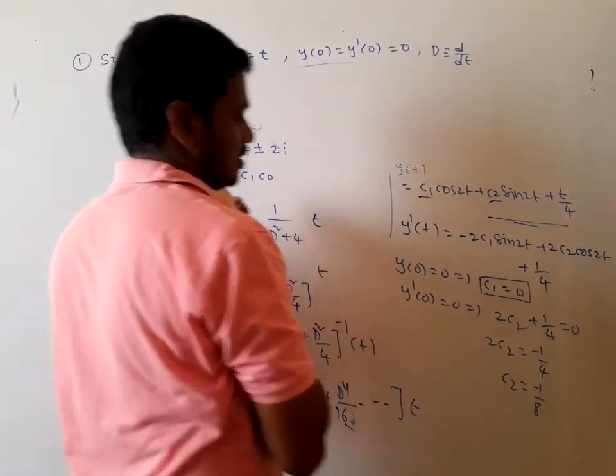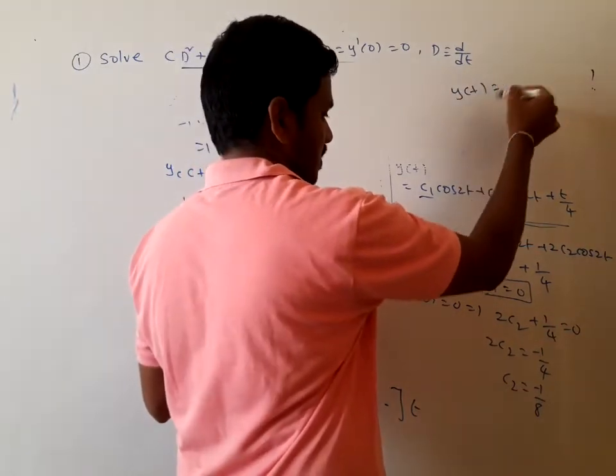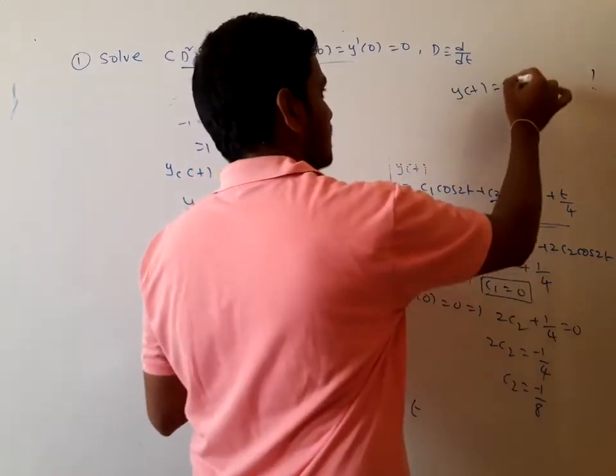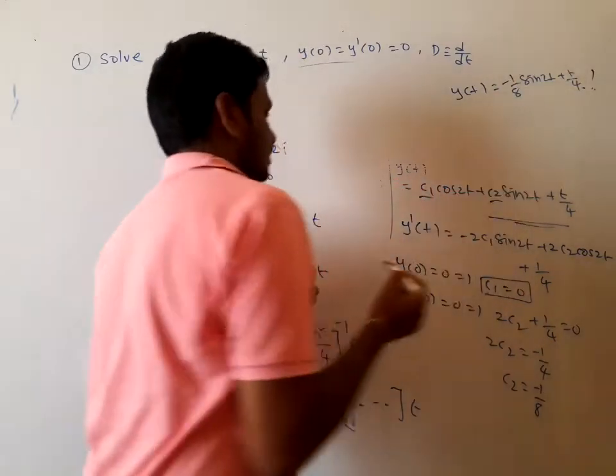Just remember the solution, so that you can verify it also. y of t is equal to c1 equal 0, c2 is minus 1 by 8, sin 2t plus t by 4. We expect this solution.